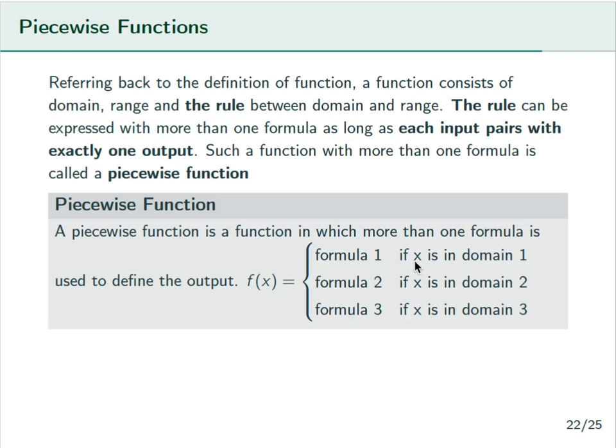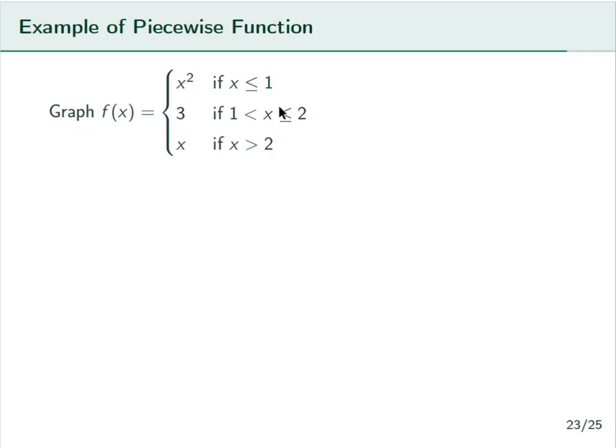So it's formula 1 if x is in domain 1. So we also have a separate domain for each formula. Let's look at an example of a piecewise function and how to graph these. Again, we have to keep in mind that function definition. This entire thing is a function as long as it passes the rule of each input quantity giving exactly one output.